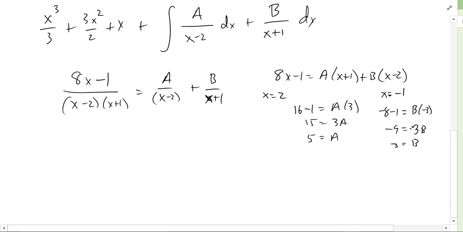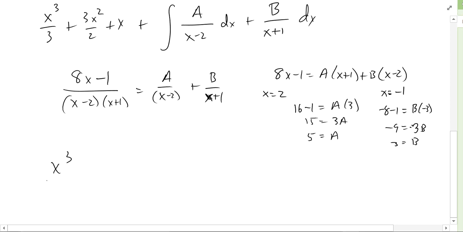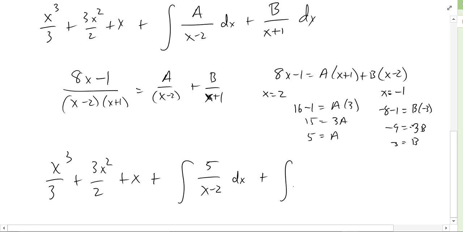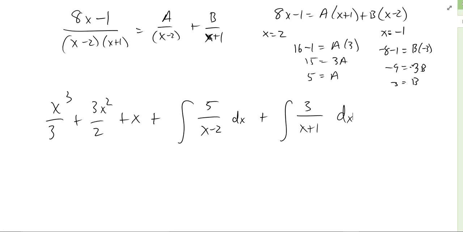So going back to my integral, I am looking at x cubed over 3 plus 3x squared over 2 plus x plus the antiderivative of 5 over x minus 2 plus the antiderivative of, oops, I left off an antiderivative symbol up there, 3 over x plus 1 dx. And you can do substitution if you need to, but it's a 1 over u sort of thing that we're going to end up with. And so we're going to get natural logs.